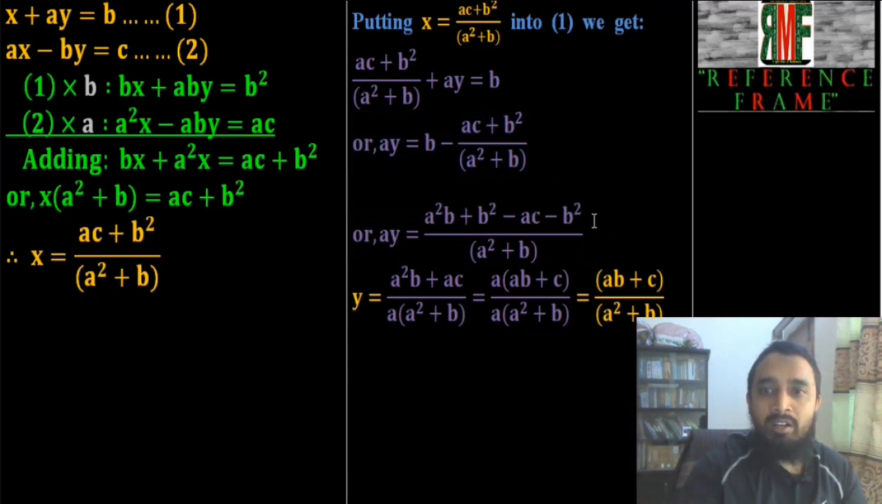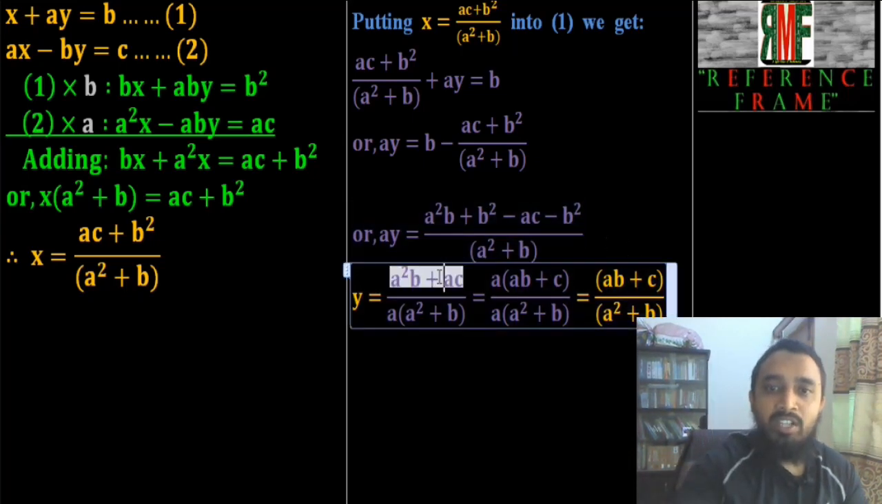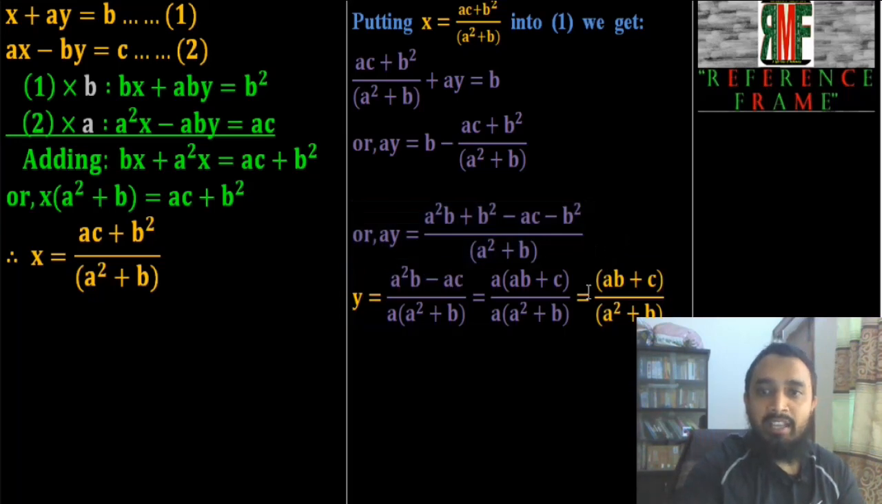Now look here, minus b square and plus b square omit each other since they are additive inverse. So by omitting them, what are you gonna get? We're gonna have a situation like this.